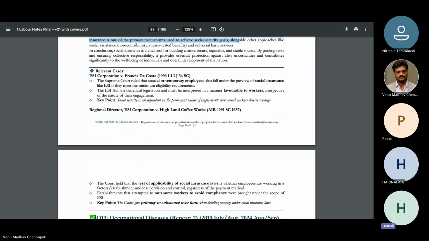Deserve this ESI. Okay, fine. Regional Director, ESI Corporation versus Highland Coffee Works. The court held that the test of applicability of social insurance laws is whether employees are working in a factory or establishment under supervision and control, regardless of the payment method.